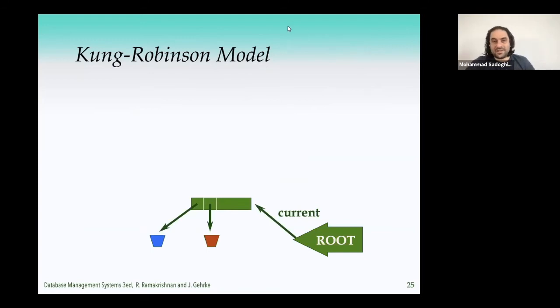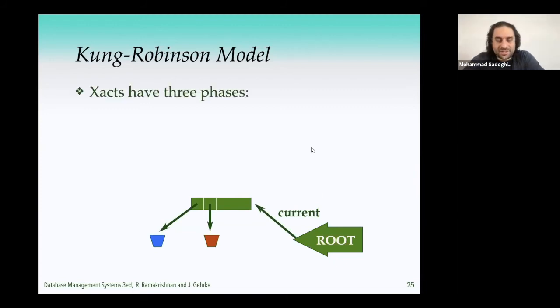But let's look at this Kung and Robinson model, which was one of the very first proposals to do optimistic concurrency. So the idea starts with this: this is a transaction. This is the root of the data, and it's currently pointing to two data items. Okay.